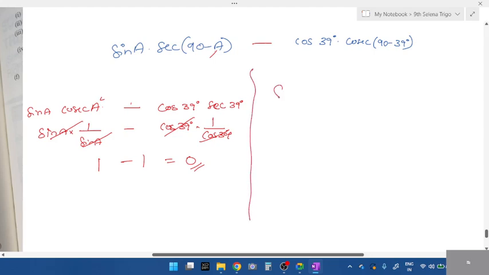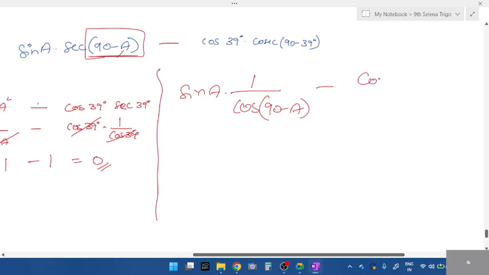First use reciprocal. What is the reciprocal of sec? 1 by cos? No, no, reciprocal. Cos. And the angle will remain as it is. See, imagine this is the angle. Just write it as it is. Clear?